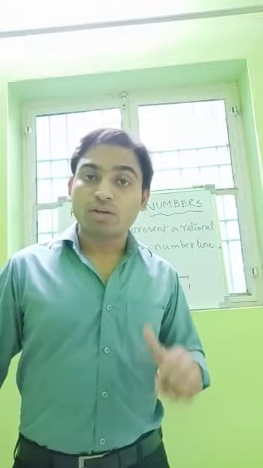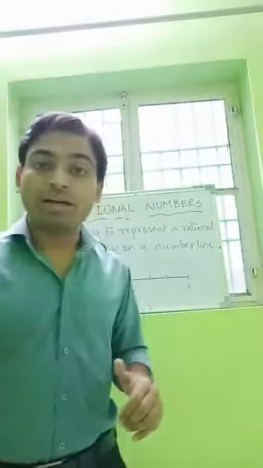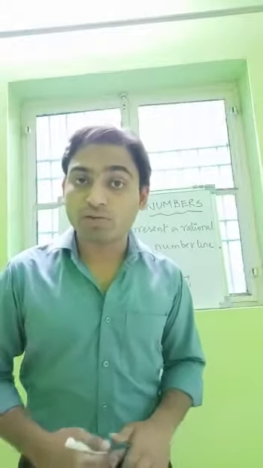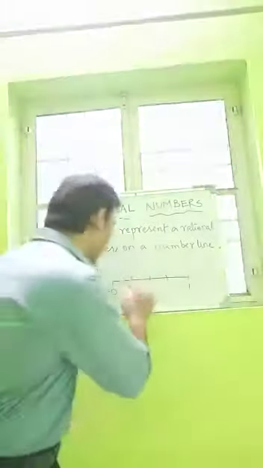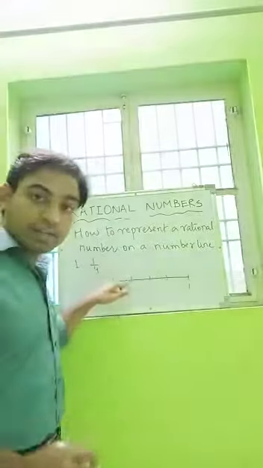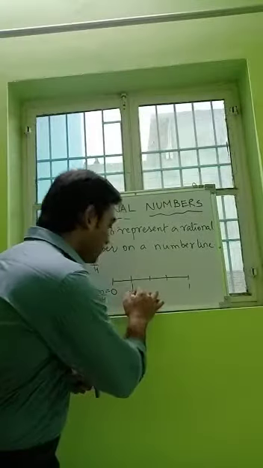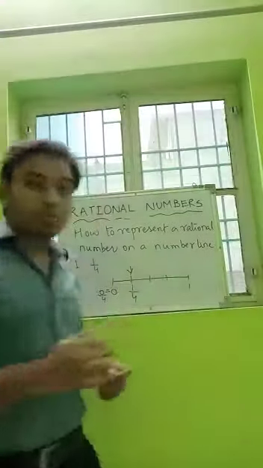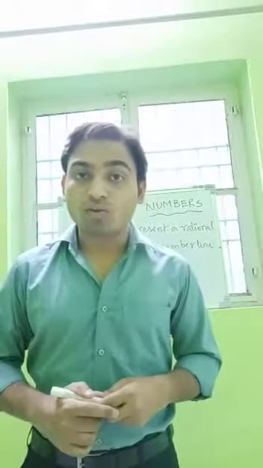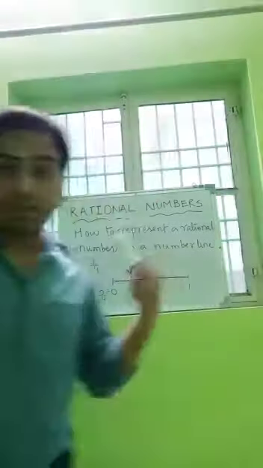And we want to represent only 1 upon 4. And where is 1 upon 4 going to lie? Yes, here: 0 upon 4 and then 1 upon 4. So this is the position of 1 upon 4 on the number line. You can note it.